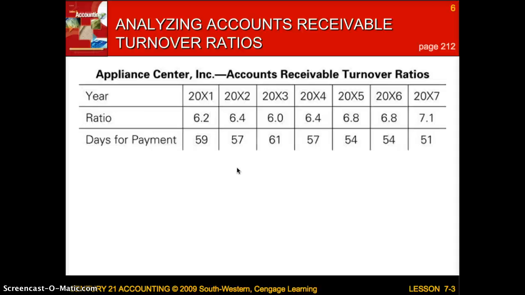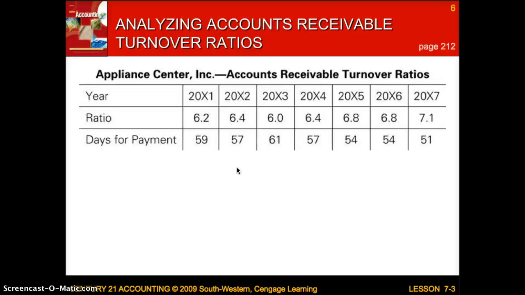So we might do some different things like sending statements more often, requesting payment. We might not sell on account to any customer that hasn't paid within 30 days. We might encourage more cash sales and fewer sales on account. And we might conduct a more rigorous credit check on new customers, because we really need to make sure that we're getting paid within that term of 30 days.